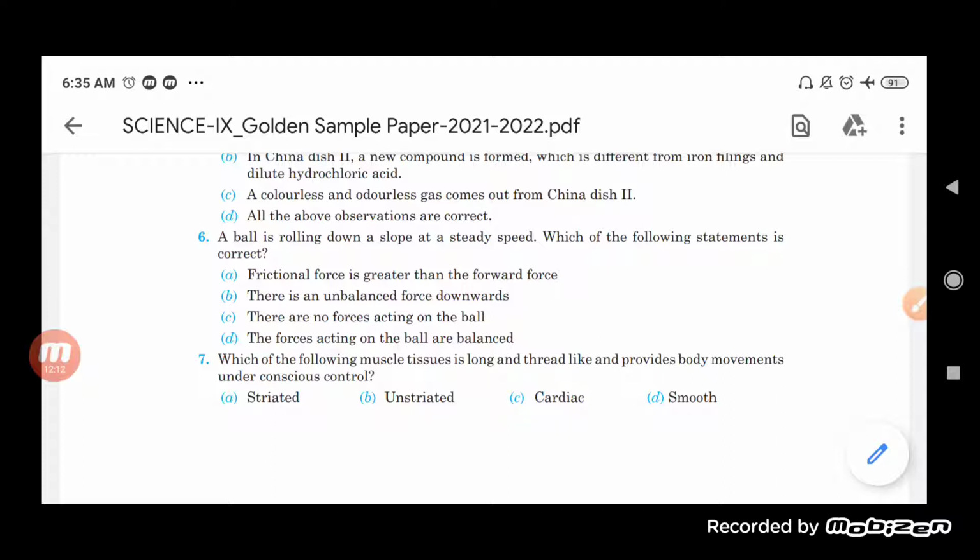Striated consists of light and dark bands, and it can also be controlled according to our will. So it is elongated, multinucleated and thread-like, and basically helps in movement when the person is in conscious control. So according to that, striated muscle will be the correct option, because unstriated and cardiac are both involuntary muscles, and smooth muscle is nothing but the unstriated muscle only. So the correct option will be A.